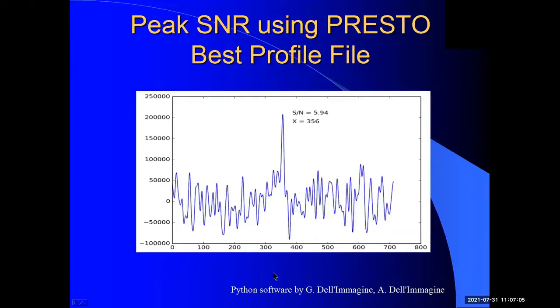Now, the prepfold plot doesn't actually tell us signal to noise ratio, but it does produce a best profile file. And Giorgio Dell'Immagine and Andrea Dell'Immagine from Italy have written a Python program that will pluck the data out of the best profile file and plot the signal to noise ratio. And here we can see we have a signal to noise ratio of nearly 6 to 1, but it'll also tell you the position, where the peak position is.